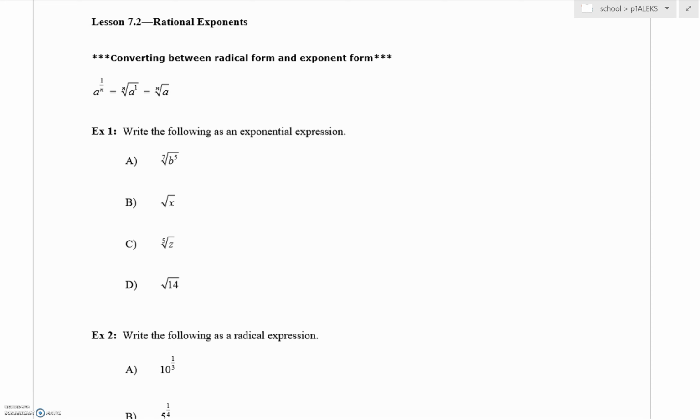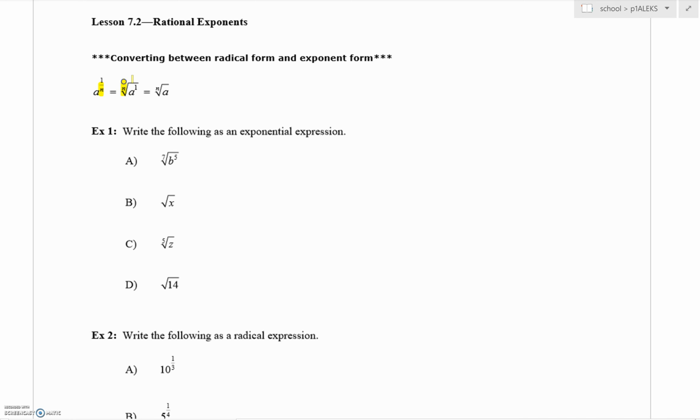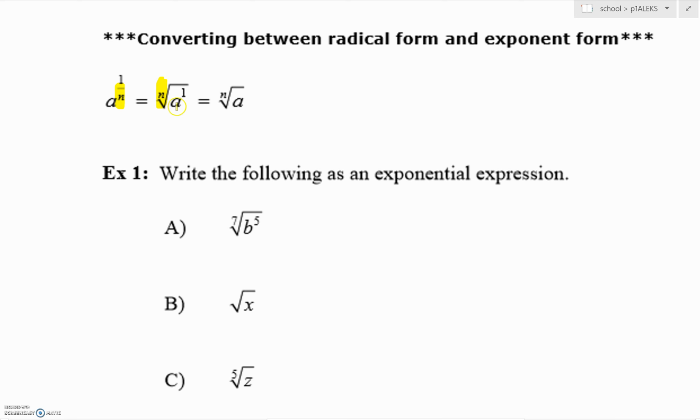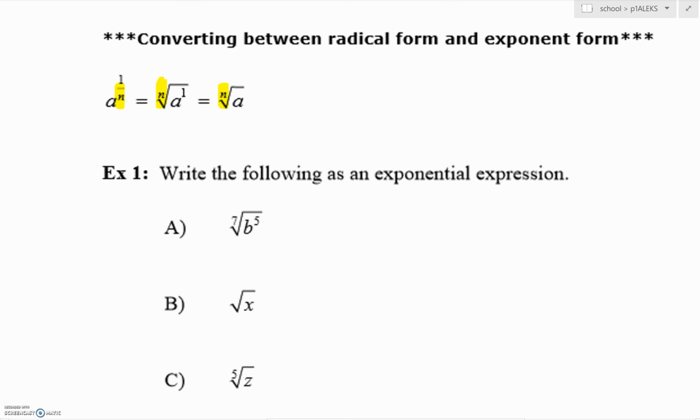Algebra 2, we're in lesson 7.2, and we're going to be converting between a radical and an exponent. Look, if you have an exponent that is a fraction, 1 over n, what you're going to see is that is equivalent to the nth root of a to the first, which is the same thing. A to the first is just an a. What you're seeing is the denominator will tell you what type of root you really have. So let's do some of these problems together right now.